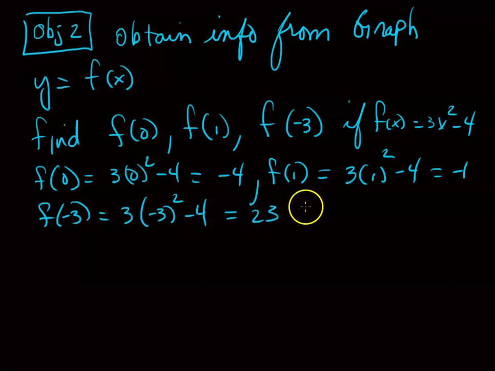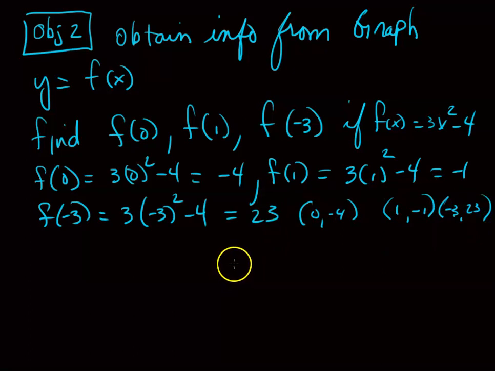Find coordinates for points. The first set of coordinates is 0, negative 4. Then it's 1, negative 1. And negative 3, 23. This should satisfy the vertical line test for this function. So we can find points on the graph. We can also find the intercepts.